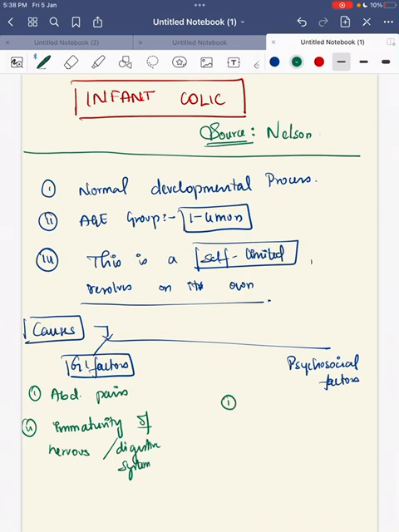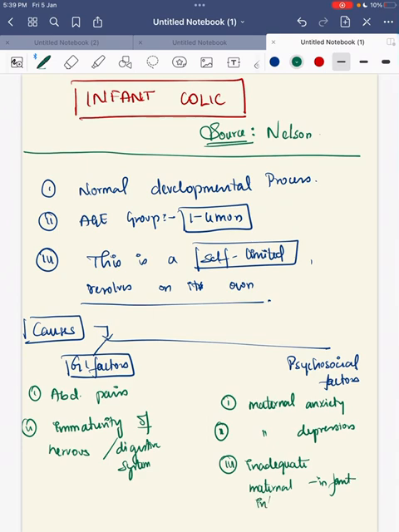Next, going on to the psychological factors, first can be maternal anxiety. Secondly, it can be maternal depression, when the mother gets postpartum depression and all, or when there is an inadequate bonding between the mother and the infant. So when there is inadequate maternal and infant interaction, these can be one of the causes of infant colic. So that's a multifactorial thing. So the causes can be classified as these.